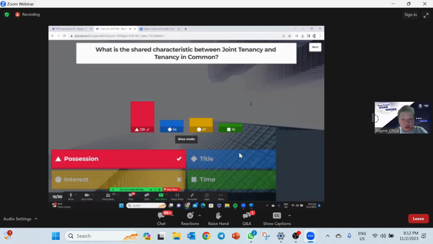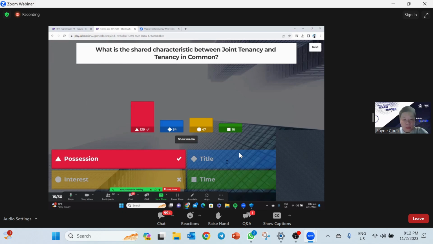Okay, so most of you got it correct, but let me just have a quick explanation because some of our friends over here didn't get the correct answer. Just now we talked about joint tenancy, basically undivided share. Tenancy in common, they have distinct shares between the parties themselves, for example 50-50, 90-10. Okay, this is called tenancy in common. But what do these two types of tenancy have as a shared characteristic? Let's talk about the wrong answers first.